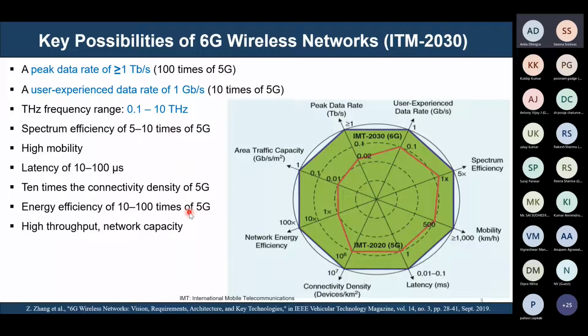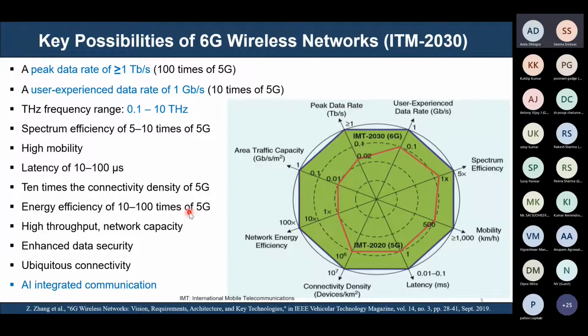With very high throughput, network capacity is targeted, and security is also needed very much at an elevated state. And completely AI-integrated ubiquitous connectivity is expected in sixth generation.